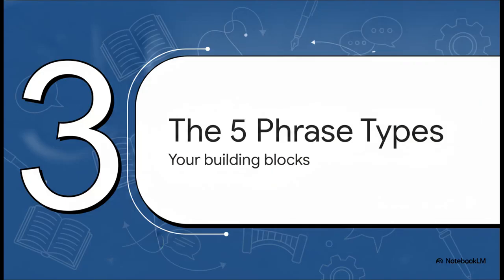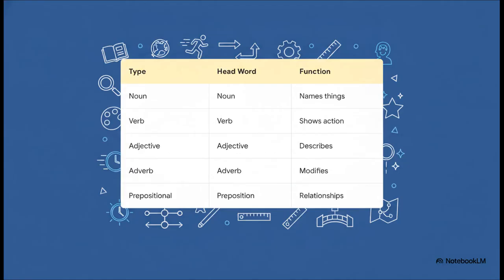Section 3, the 5 phrase types. Time to look at our specialized tools. Here is a high-level blueprint of the 5 major phrase types we're going to be exploring today: noun, verb, adjective, adverb, and prepositional. Notice how each type is named after its head word, basically the core word that anchors the phrase. We're going to walk through these one by one so you can see exactly how they work.